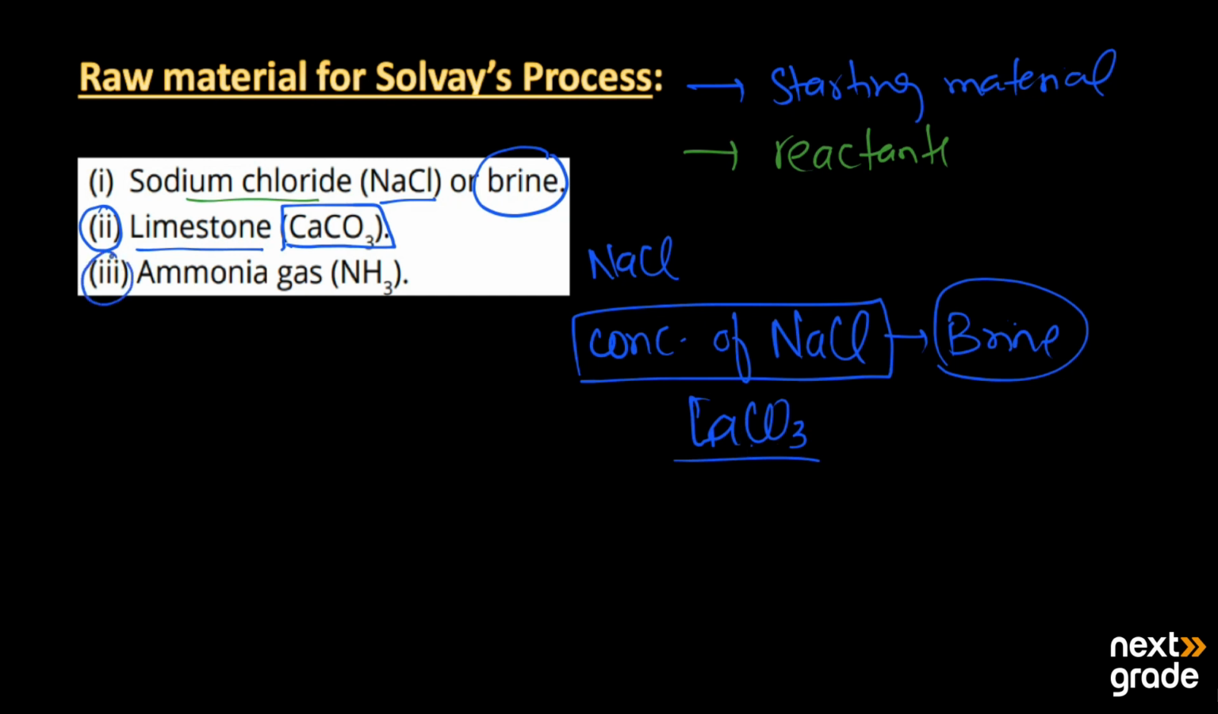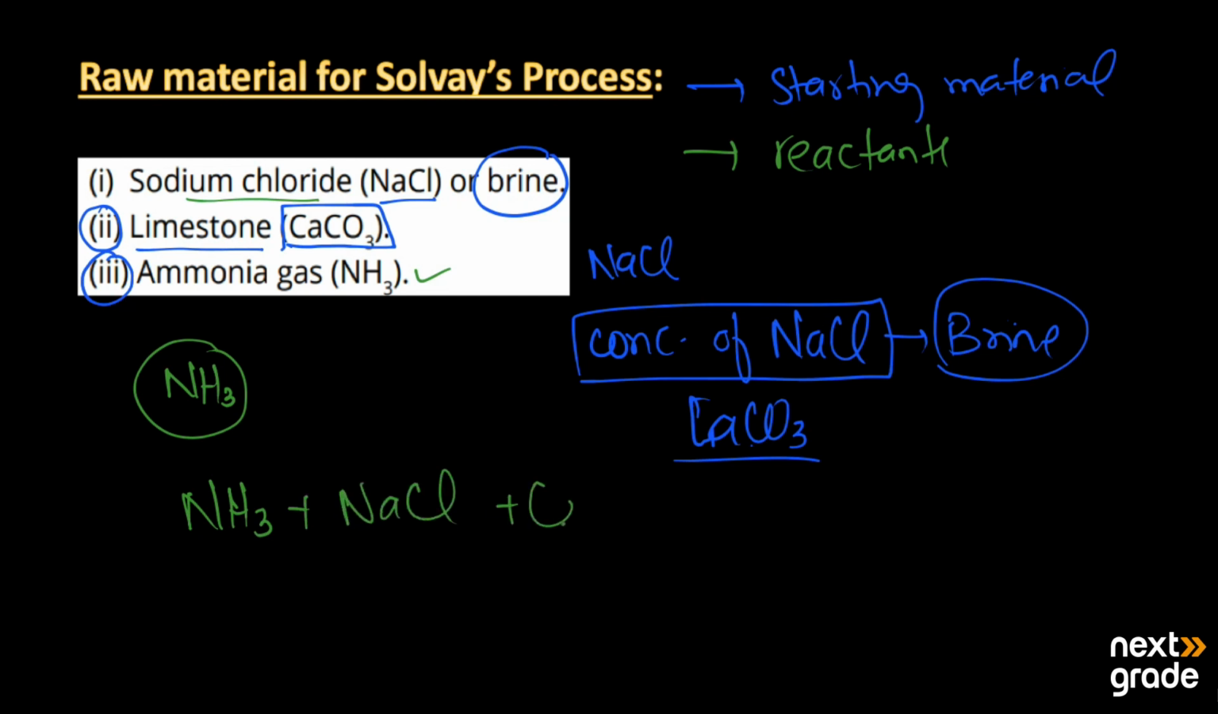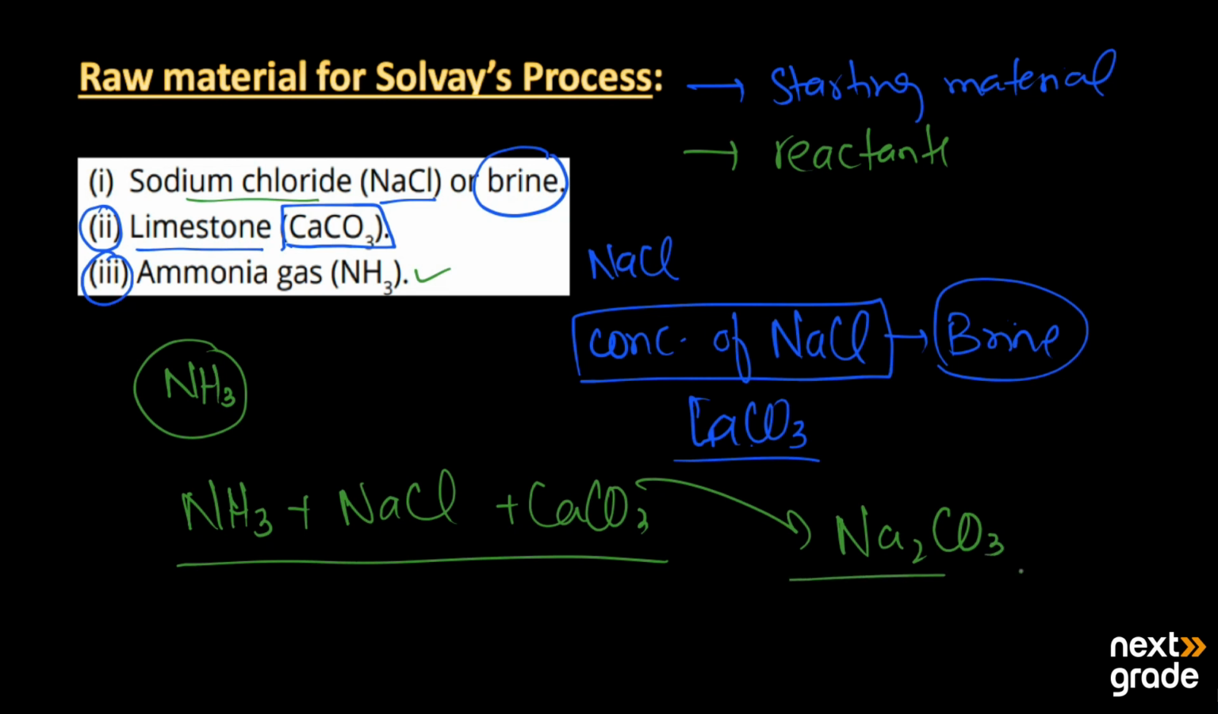And the third raw material, or the third reactant that we need, is ammonia gas, which is NH3. Now, by the use of NH3 plus ammoniacal brine and with the help of calcium carbonate, we will be able to prepare the main product of the Solvay process, which is sodium carbonate. So these are the simple raw materials that we need for its preparation.